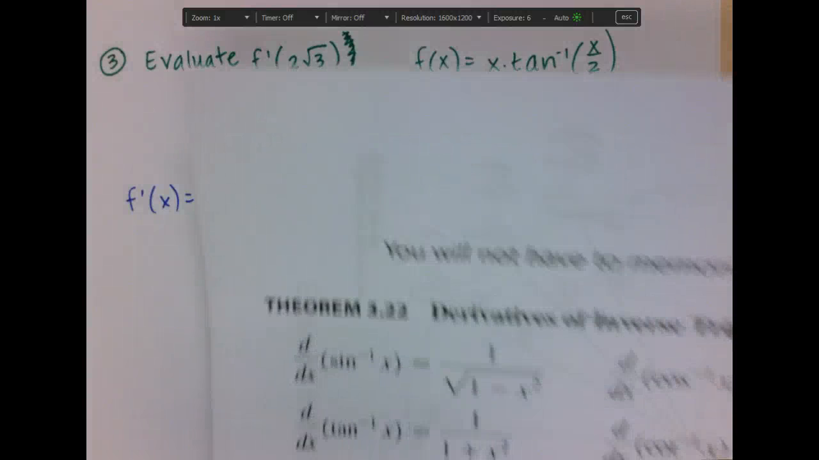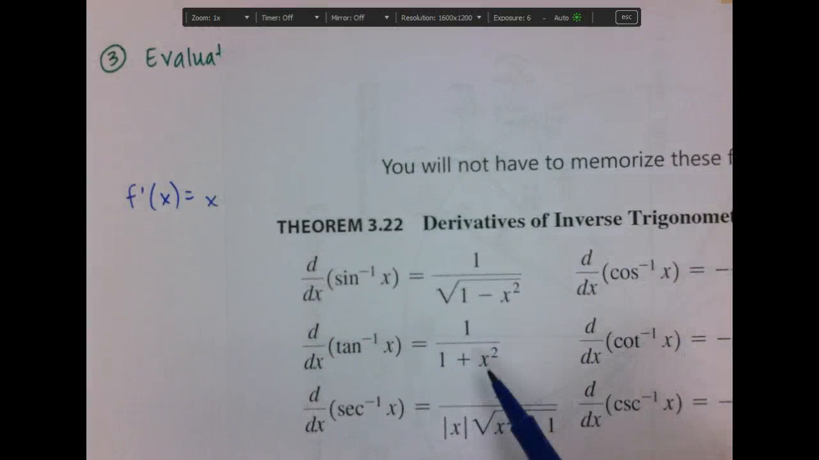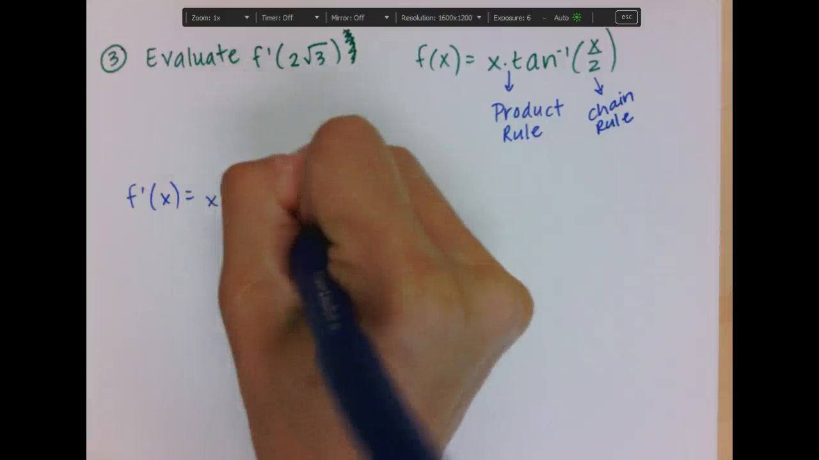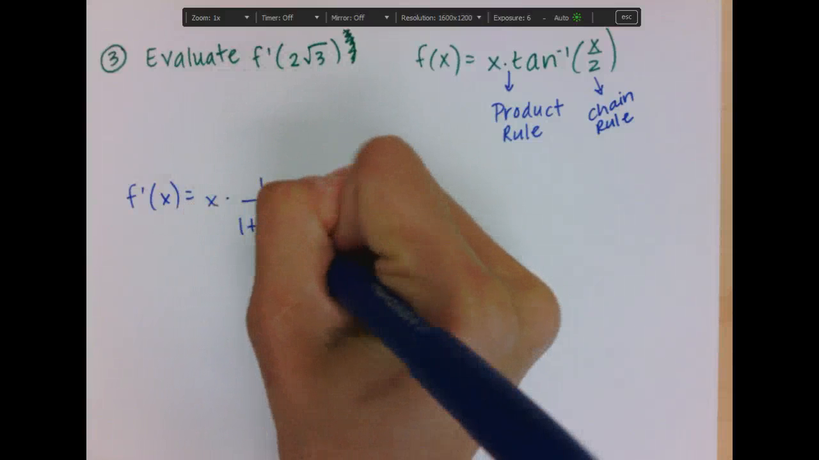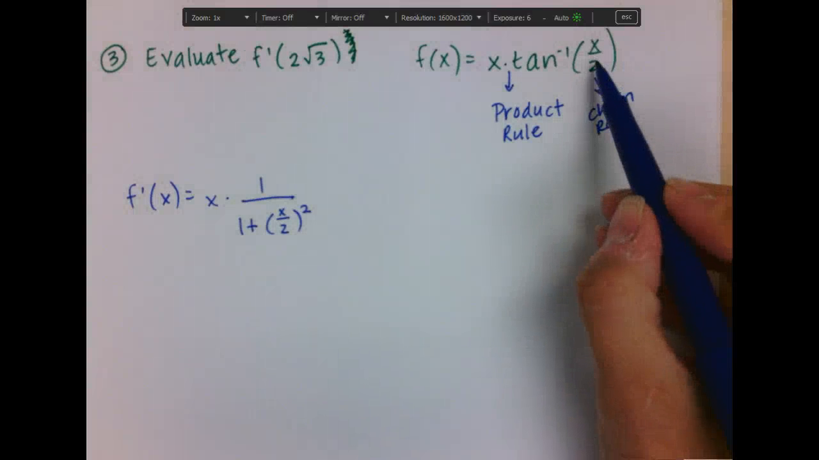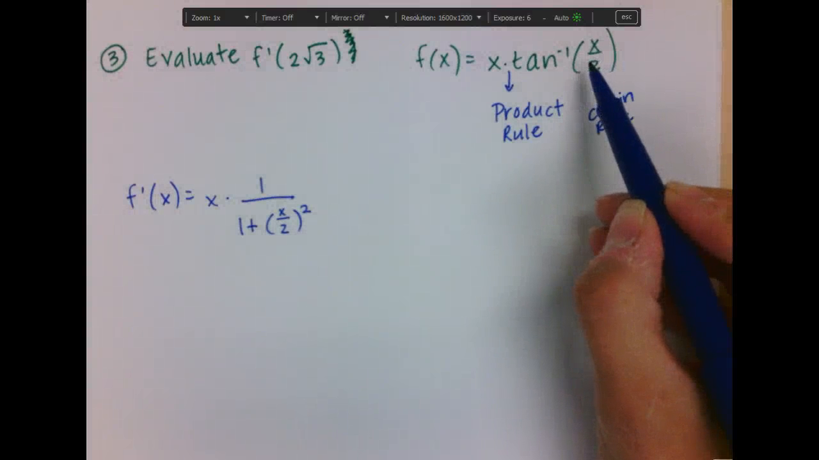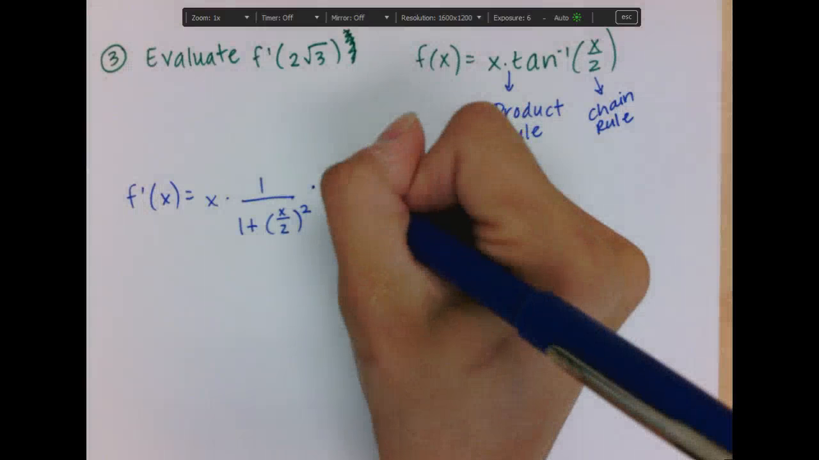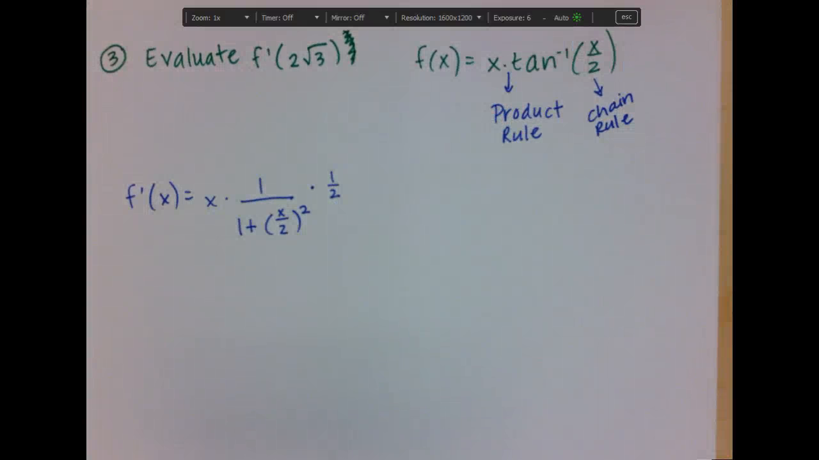So I'm going to refer to my derivative rules. Derivative of inverse tan is 1 over 1 plus x squared. So I'm going to do times 1 over 1 plus x over 2 squared. And again, because there is another function plugged inside of that inverse tan, I have to multiply by its derivative to do the chain rule. So I need to multiply by 1/2.